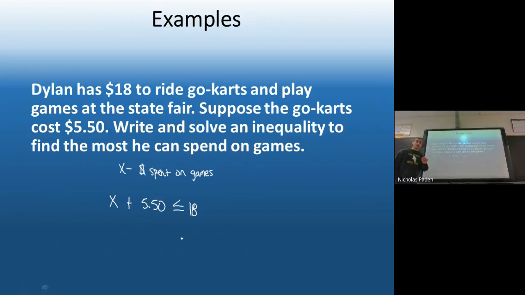Whenever you are writing these as an answer, I need to see this. This is part of your answer. Then you can solve it. So make sure I see that inequality, and it's got to look like that. And then we'll go ahead and subtract 5.50 from both sides.